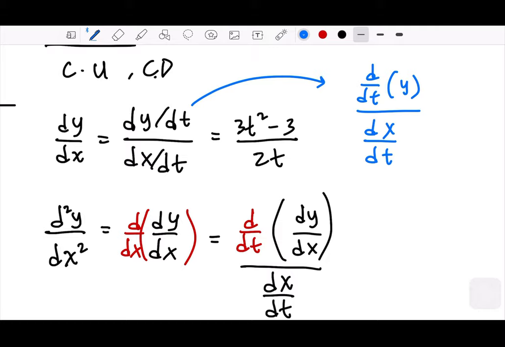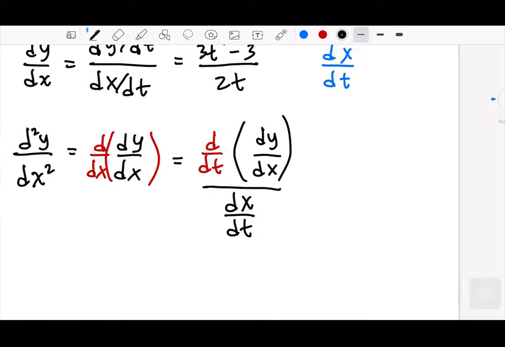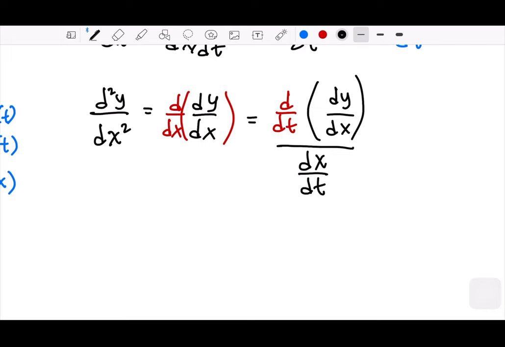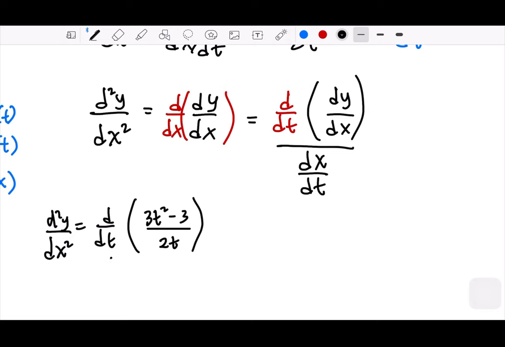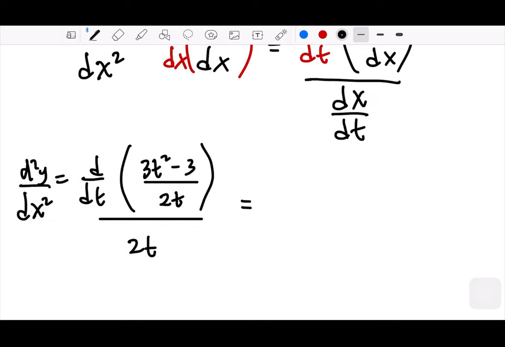Now, if we want to calculate the example here, then we can write down the calculations. dx over dt is just 2t, so we write it like that. So we are going to have some quotient rule for the top equations. So it should be 4t squared divided by 2t.